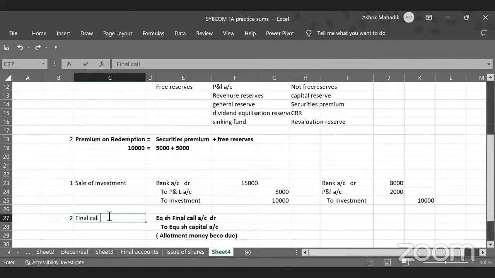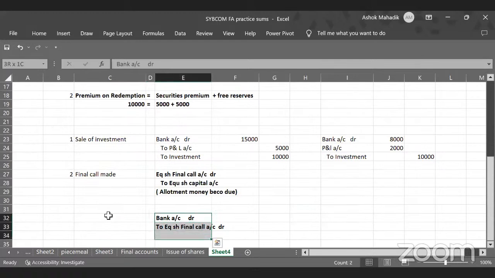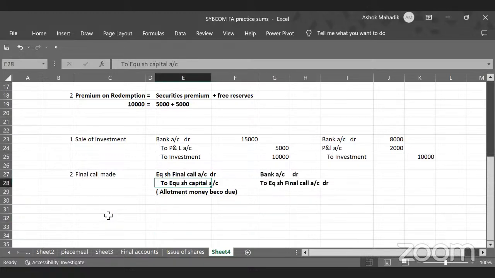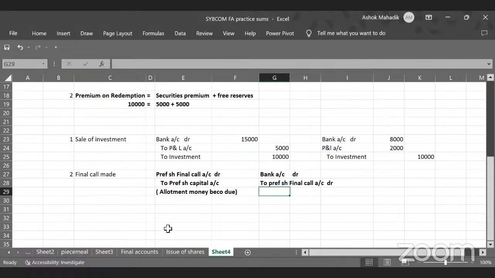Final call made. One more thing is that you cannot redeem a partly paid share. So in case the preference shares which are to be redeemed are partly paid, in that case you have to pass an entry for final call. I'm talking about preference shares. So this will be preference. The entries for equity and preference for issue of shares are the same. Only the word will change. Instead of equity, it will be preference. Nothing else changes. In case of issue of shares, whether it's equity or preference, entries remain as they are.